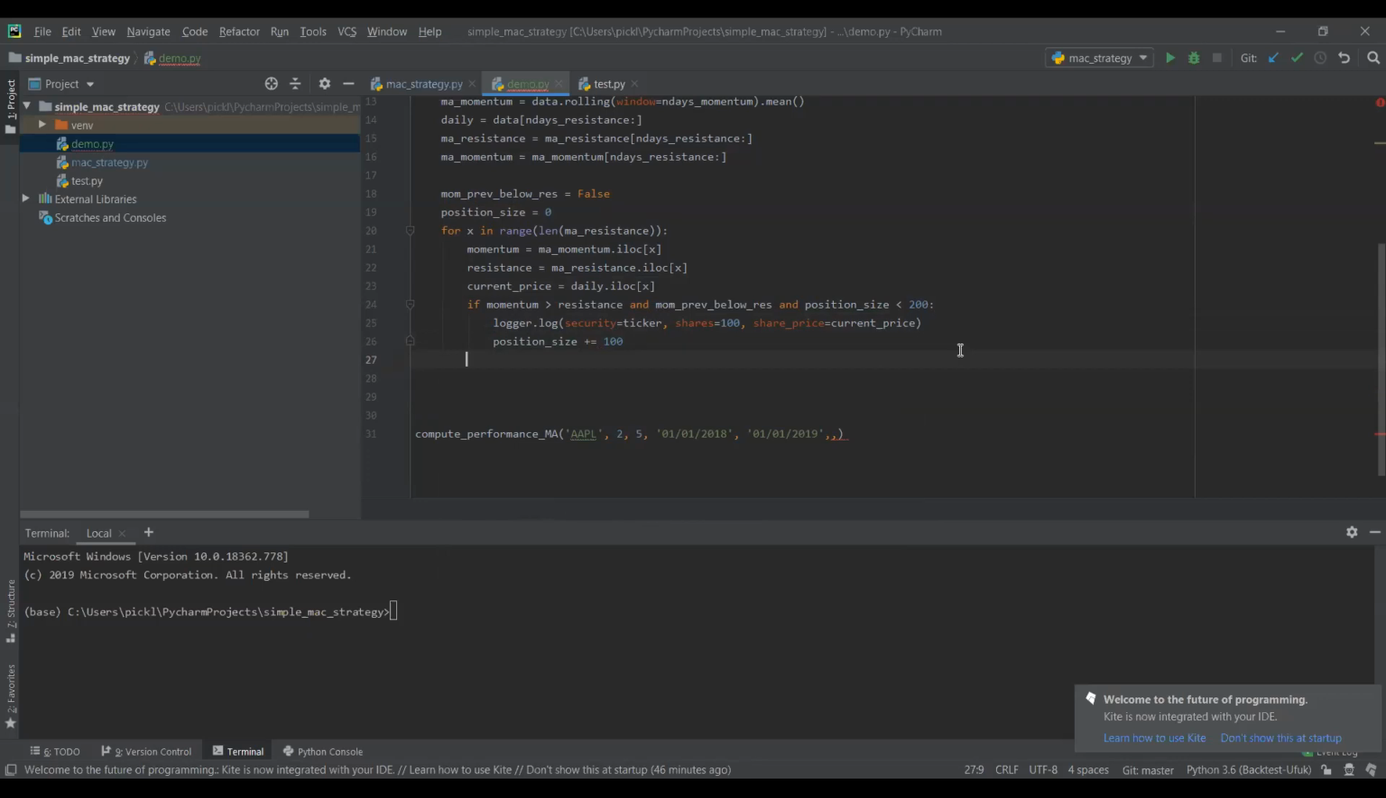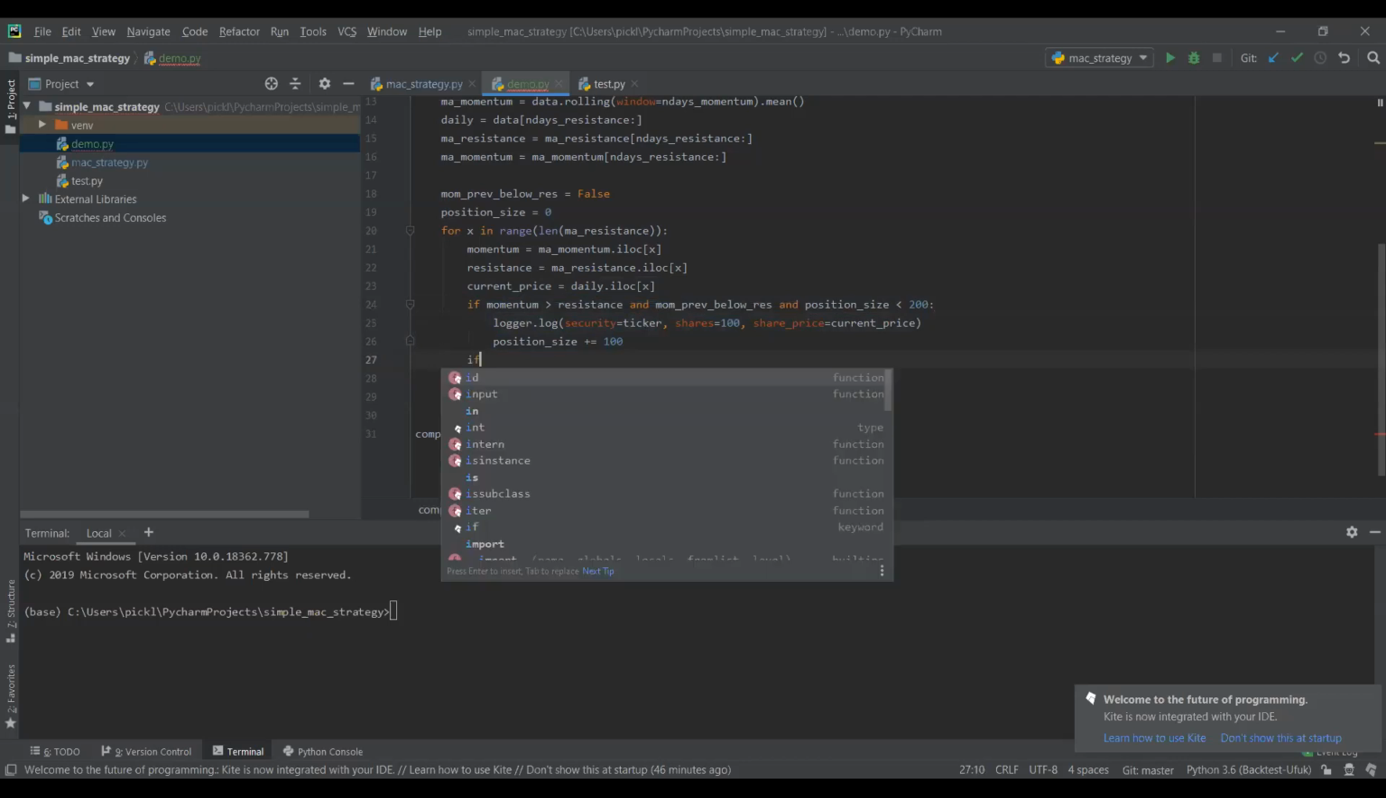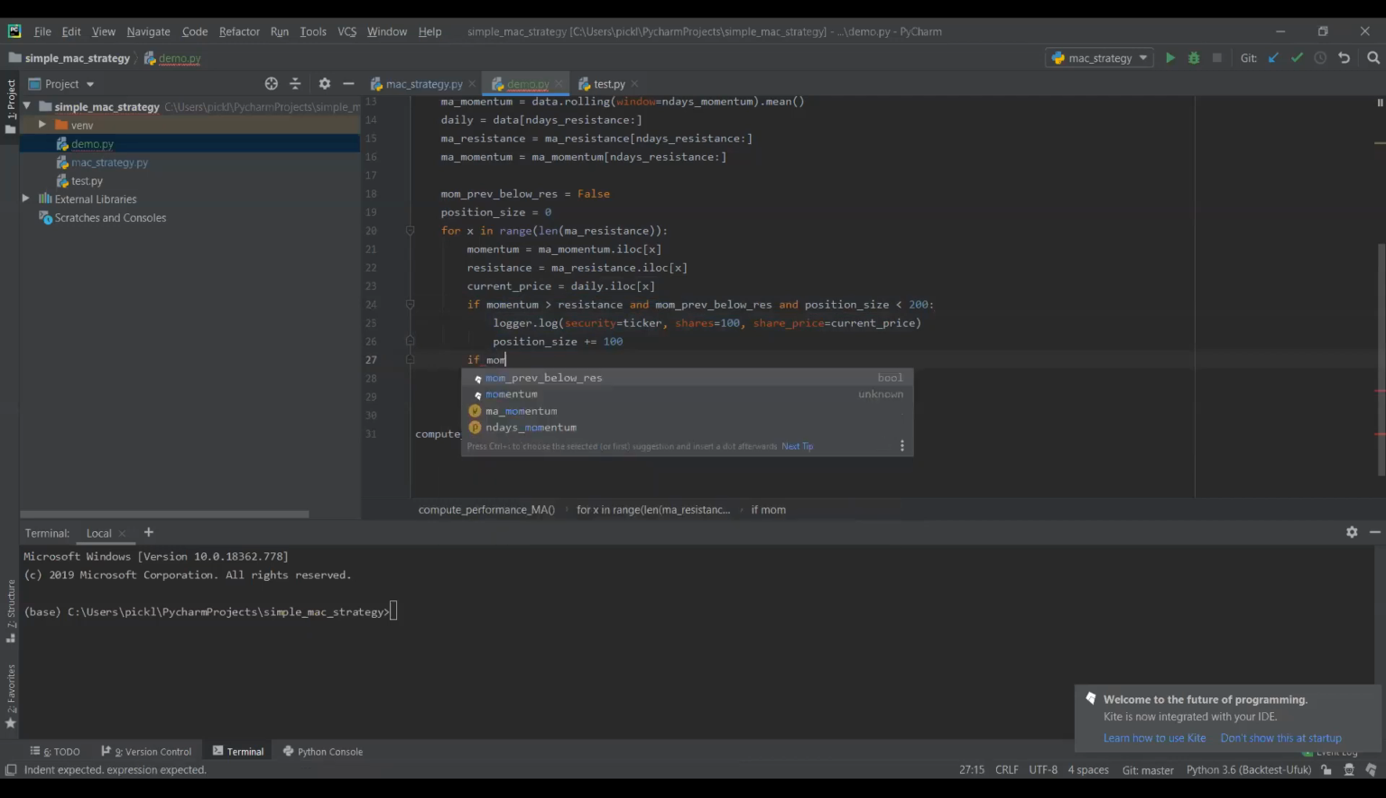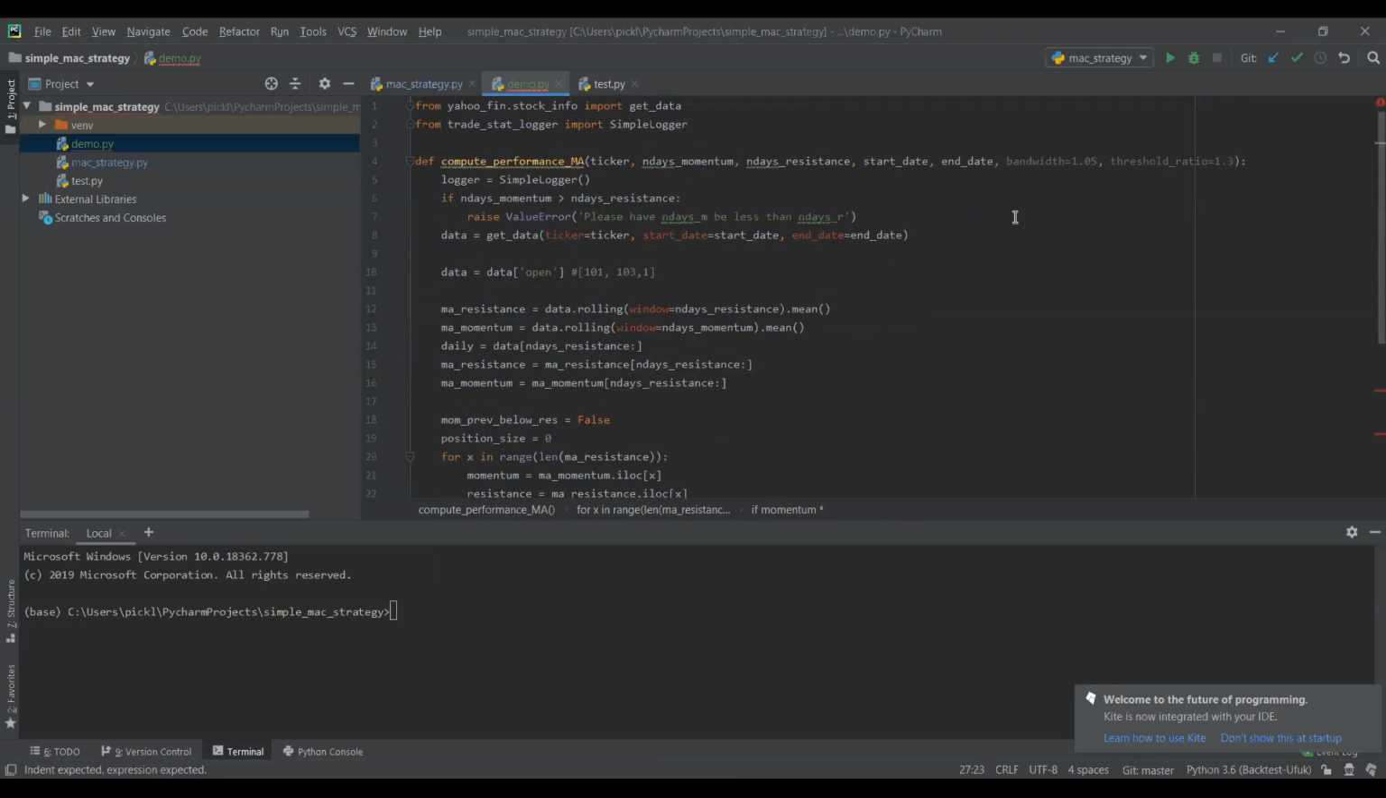So now what we want to do is create sell signals. Earlier, the if statement was a buy signal. So how do we know when we want to sell? This is what I'm going to go over. So when momentum, let me go over the next thing.